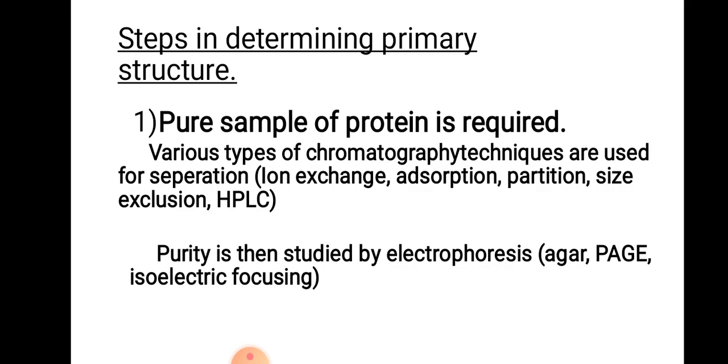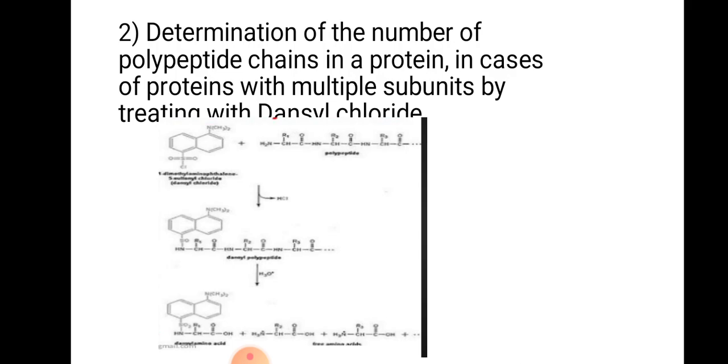So we'll discuss in detail. The first step is obtaining a pure sample of protein, by a technique known as chromatography. Various types of chromatographic techniques are used for separation, for example ion exchange chromatography, adsorption chromatography, high performance liquid chromatography, etc. Once we have a pure sample, the purity is assessed by electrophoretic methods such as agarose gel electrophoresis, polyacrylamide gel electrophoresis, etc.